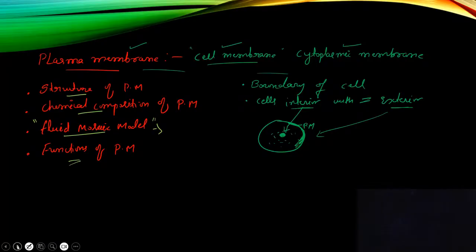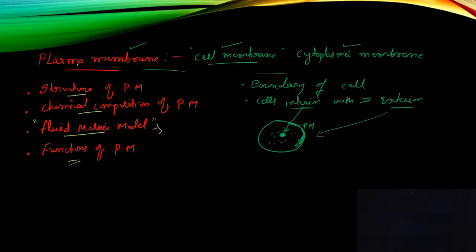Okay, let me take another slide. Yes. Now we're going to draw what? The diagram of the plasma membrane, that is the structure of the plasma membrane. Before going to understand the structure, you must know that the plasma membrane is also called the cell membrane, and it's also called the cytoplasmic membrane. Okay, all the three names are for one, that is the plasma membrane.